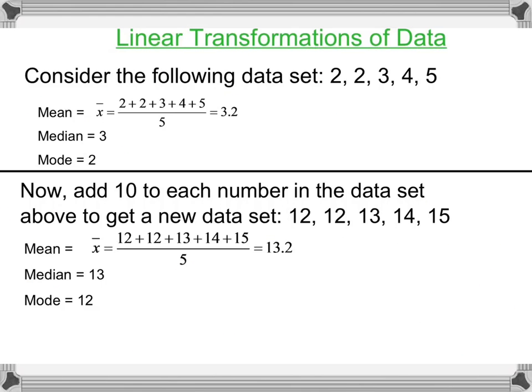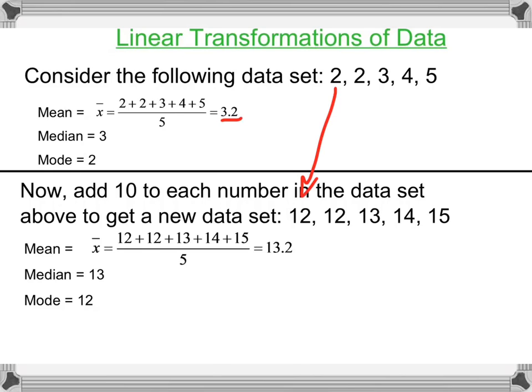Now, one more thing to go over is the linear transformation of data. So let's say that we have the following data set: 2, 2, 3, 4, and 5. If you take the mean of this, it would be 3.2. If you take the median, it would be 3, and if you take the mode, it would be 2. Now, let's say that you want to add 10 to each number.